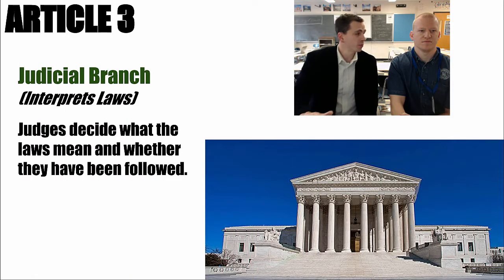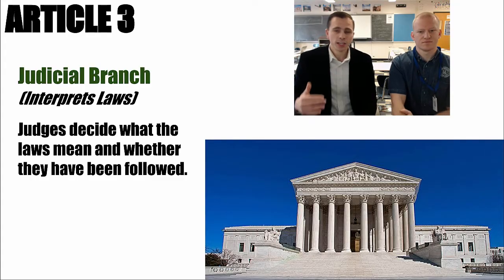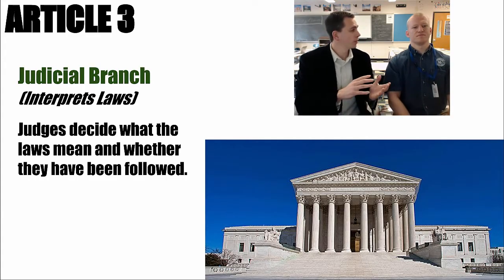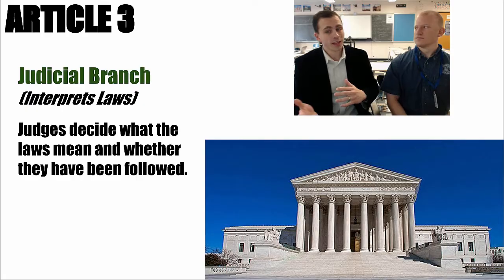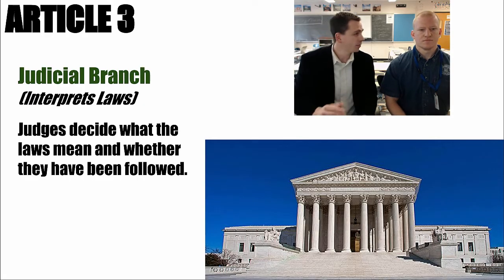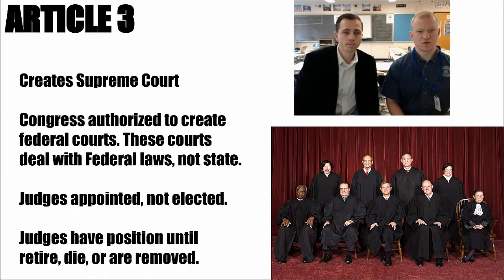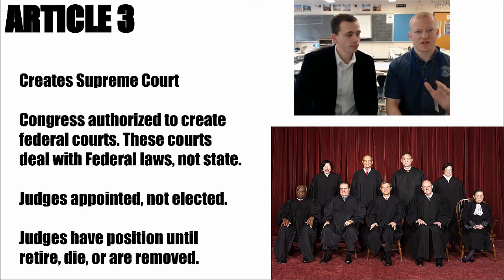Article 3 is the judicial branch. Now, this branch interprets the laws, and their main job is to decide what the law means, as well as whether the government has been following the laws that have been established. Article 3 creates our Supreme Court. It also allows Congress to create other federal courts, which deal with federal laws, not state laws. Judges are appointed. We don't elect federal judges. They're appointed by the president and confirmed by the Senate, and they serve for life.